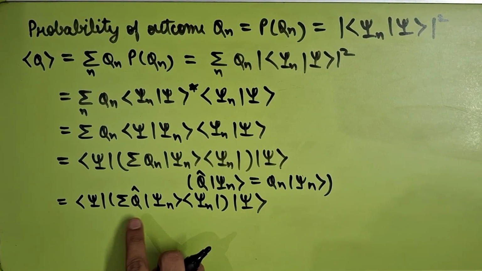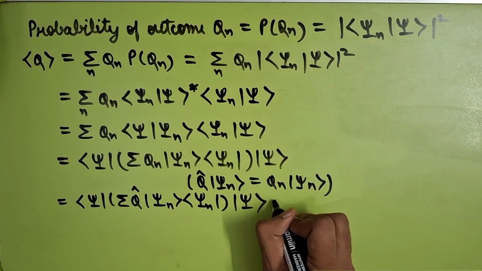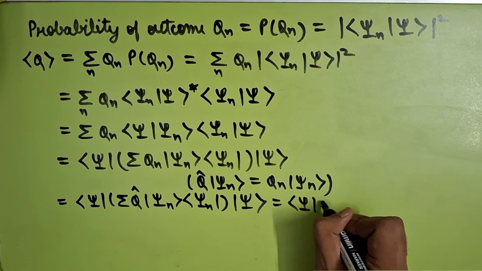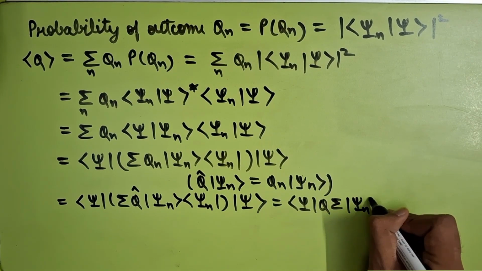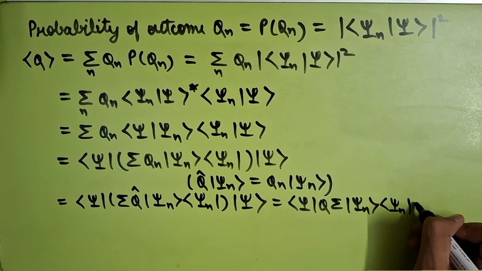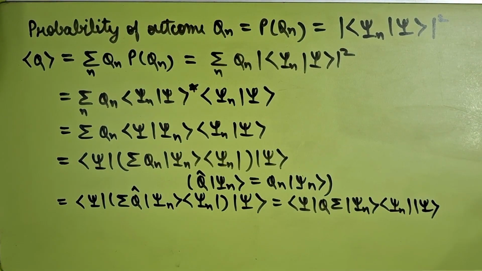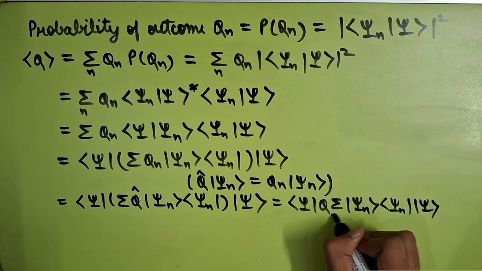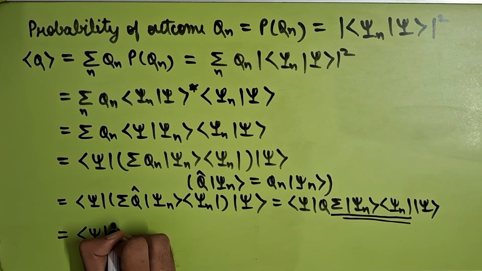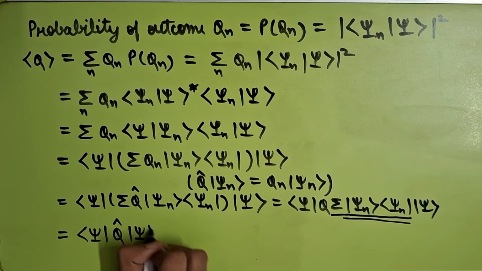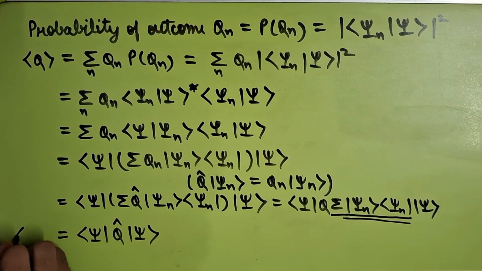Again, the operator q is independent of n, so we can take that out of the summation. Note that this term is simply the resolution of the identity and it is equal to the identity, so we can simply say, and this is the final expression for the expectation value of the operator Q.